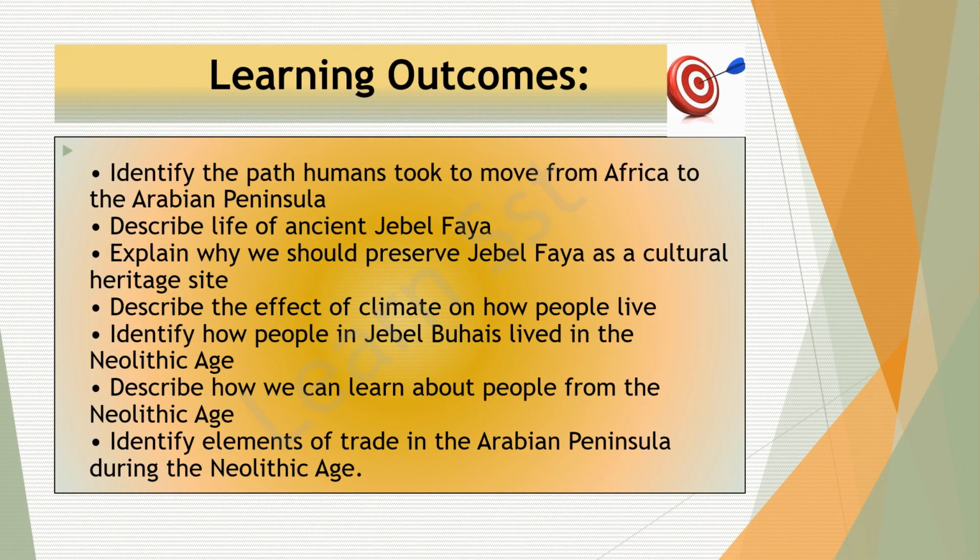So here we have the learning outcomes. To identify the path humans took to move from Africa to the Arabian Peninsula, to describe the life of ancient Jebel Faya, explain why we should preserve Jebel Faya as a cultural heritage site, describe the effect of climate on how people live, identify how people in Jebel Buhes lived in the Neolithic age, describe how we can learn about people from the Neolithic age, and the last and the most important one, identify elements of trade in the Arabian Peninsula during the Neolithic age.